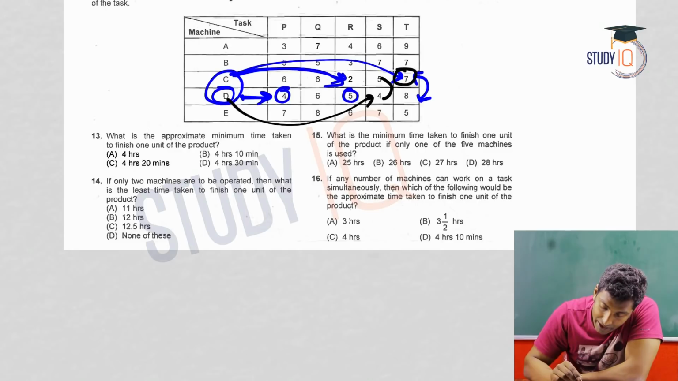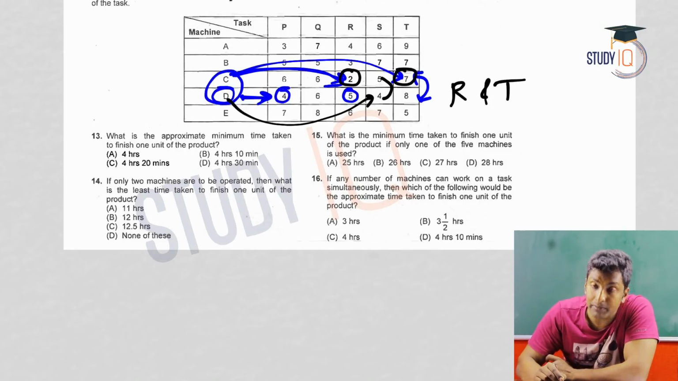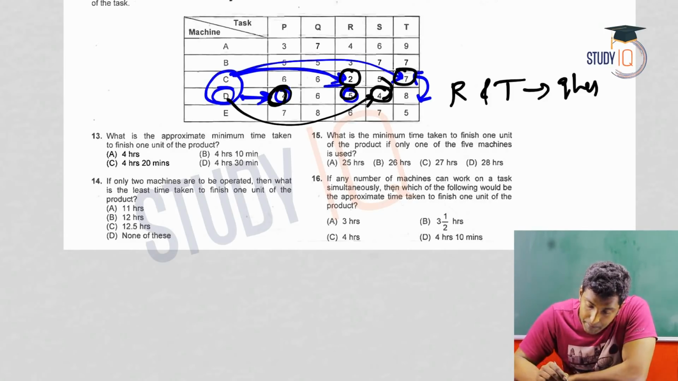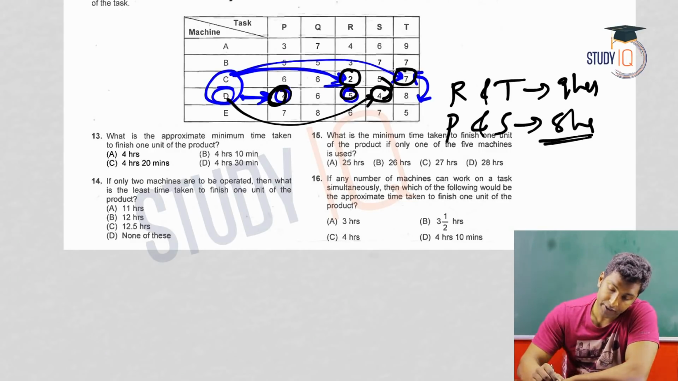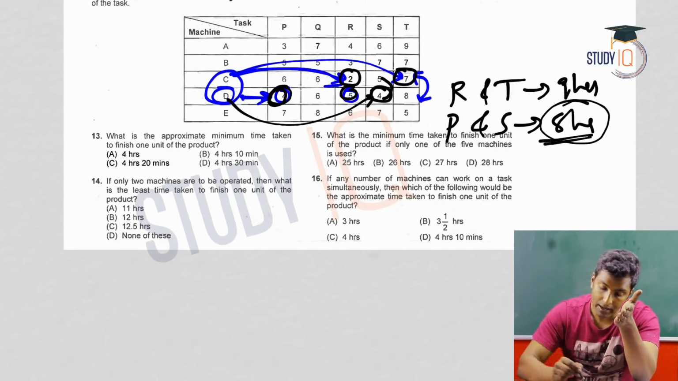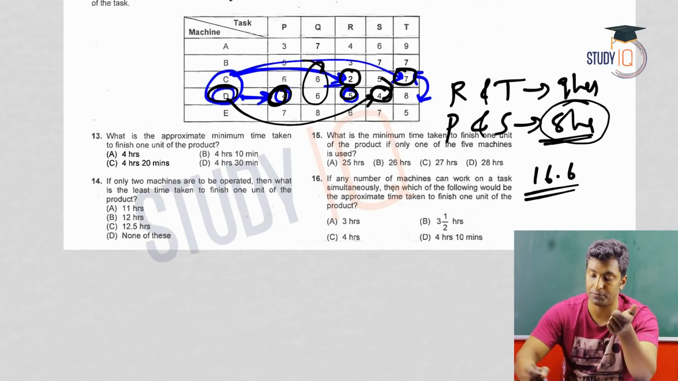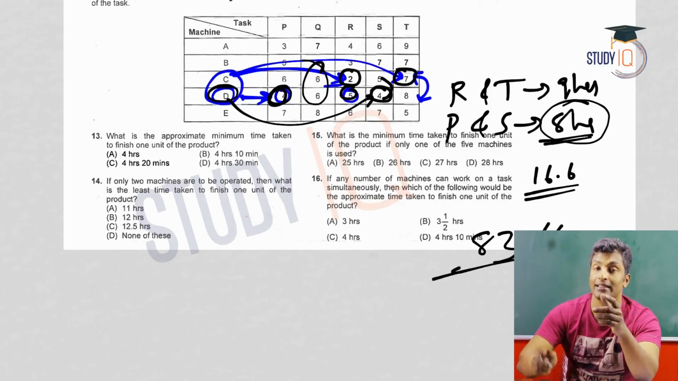Now, 7 hours and 2 hours, R and T completed. Okay, R and T completed in 9 hours. That's what we understood. Then P and S completed in 8 hours. Okay, so after completing P and S in 8 hours, in that 1 hour gap, machine D is doing some portion of Q, that is 16.6% in 1 hour. Then the rest, 83.66%, they are doing together.